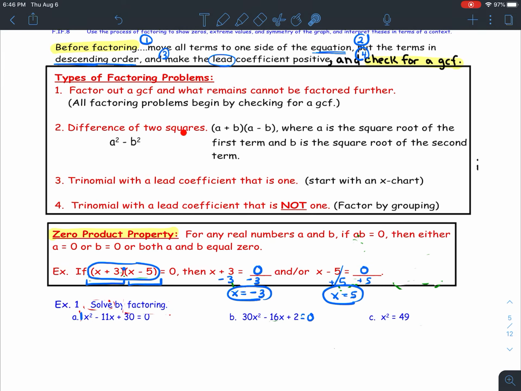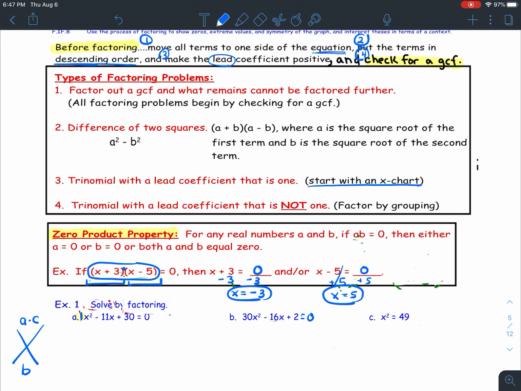So it's not number 1. Number 2, a difference of 2 squares. Well, to be a difference of 2 squares, I would have to have at least 2 terms here, and there would be other requirements, but I can see this is actually a trinomial. So that kind of narrows it down to either type 3 or 4. Okay, 3 is when my lead coefficient is a 1, which is what I've got right here, and 4 is when it's not a 1. So I'm going to go with this is type 3.